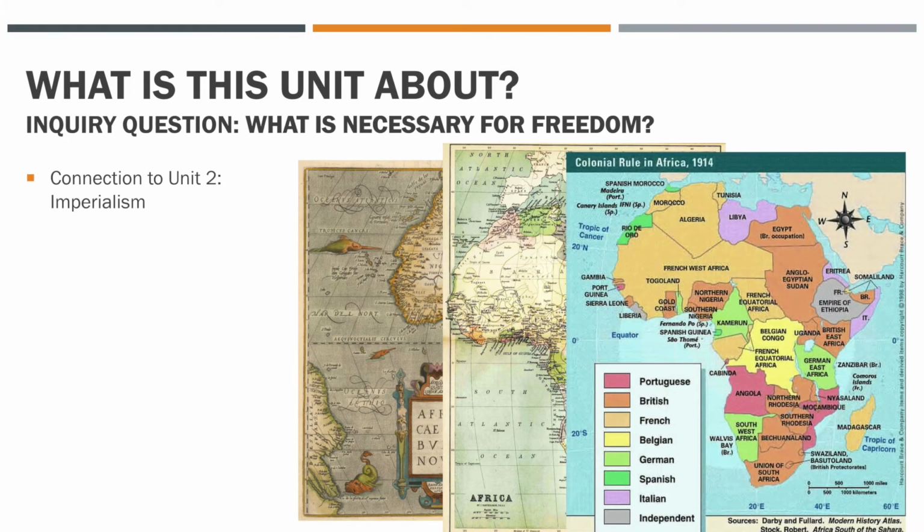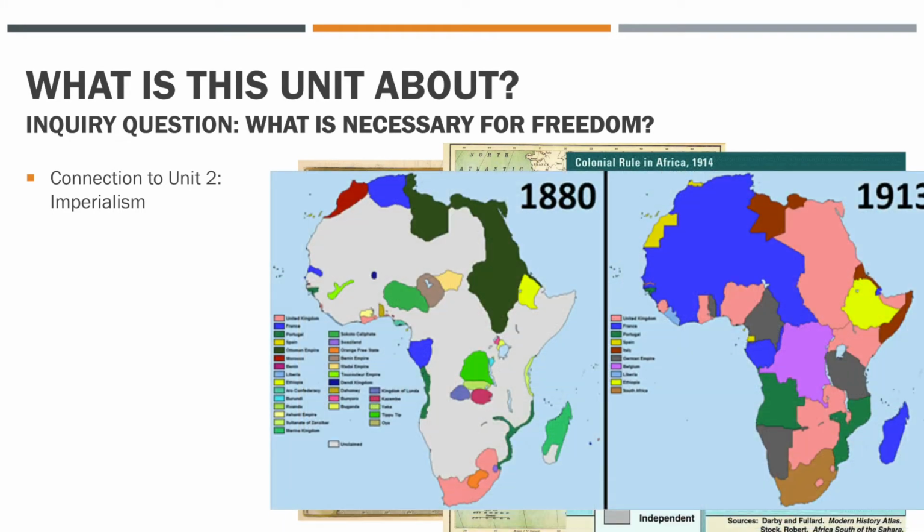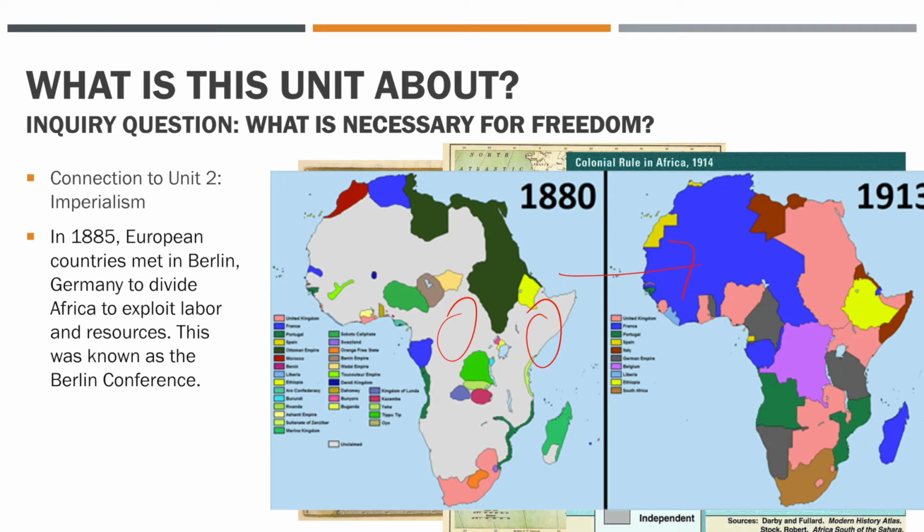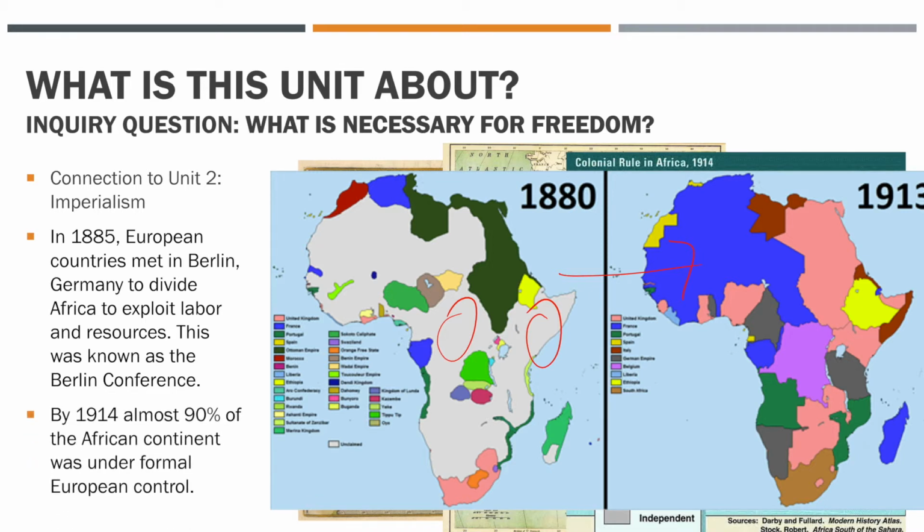And then by 1914, we notice a drastic change. There's a huge colonial presence. In fact, side by side, we can see that what was a lot of wide open, uncolonized land by 1913 becomes colonized. What happened? Well, in 1885, European countries met in Berlin to divide Africa. We called this the Scramble for Africa to exploit labor and resources. The Berlin Conference was the conference where European powers decided where they were going to set up their colonies. And then by 1914, we see the result. Almost 90% of the African continent was under formal European control.